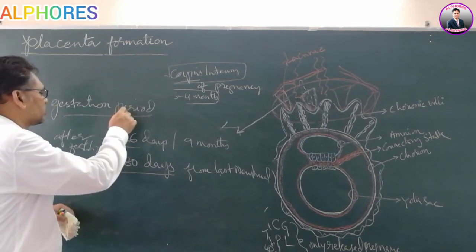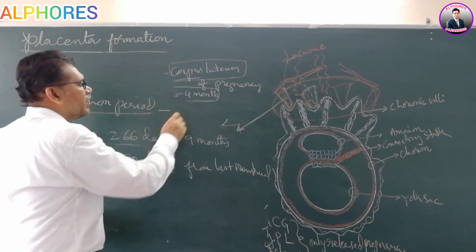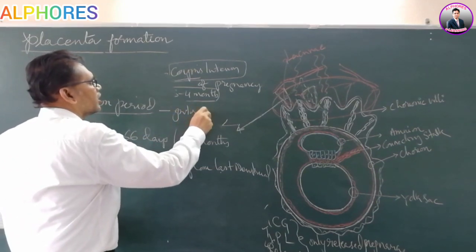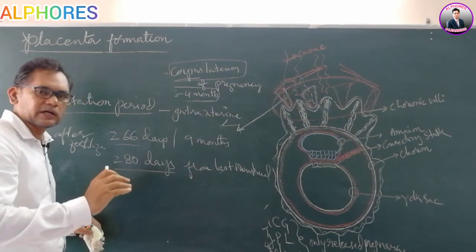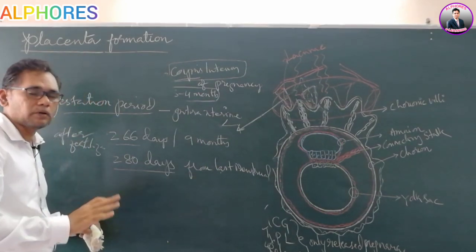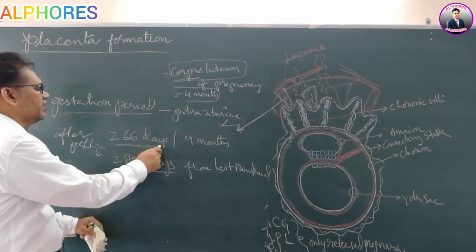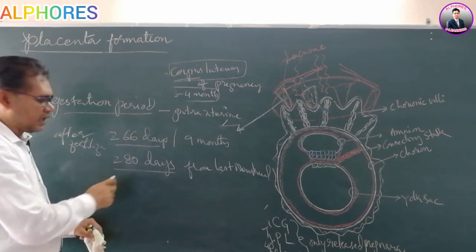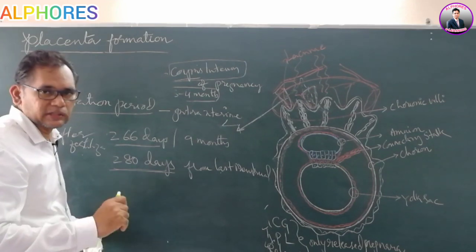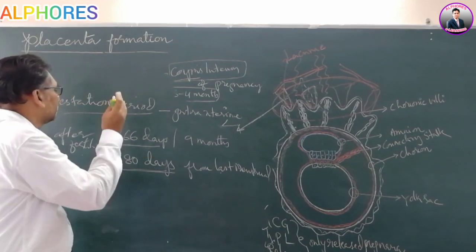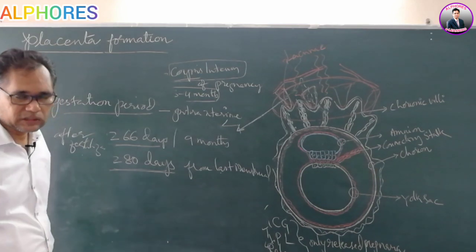What does this gestation period mean? This is the intrauterine development period, the time period required for the intrauterine development. How many days does it require? This is 260 days after fertilization, or otherwise 280 days from the last menstrual cycle in women. This is the gestation period.